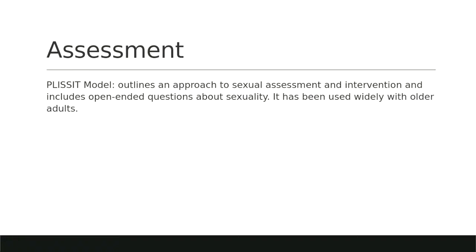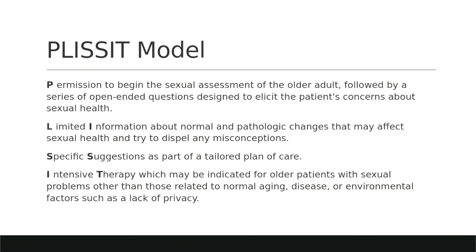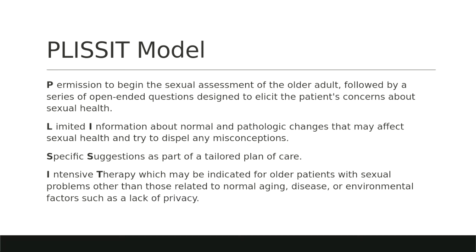And so when you're performing an assessment about sexual behavior, one model that can be used is this PLISST model. With this model, it basically sets up a structure for how to have these conversations with our patients, and not just older adult patients, with any patient. And it begins by asking for permission to begin a sexual assessment, or sort of opening the door with an open-ended question, such as, do you have any questions about sexual practices or your sexual health? And sort of creating that safe space, and open discussion and dialogue to have a discussion about issues.